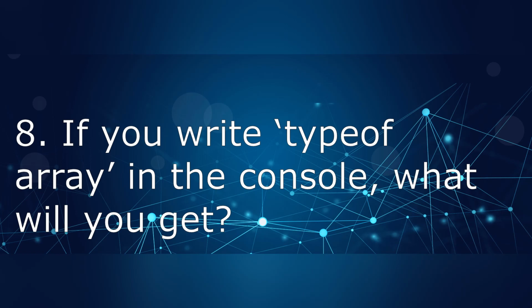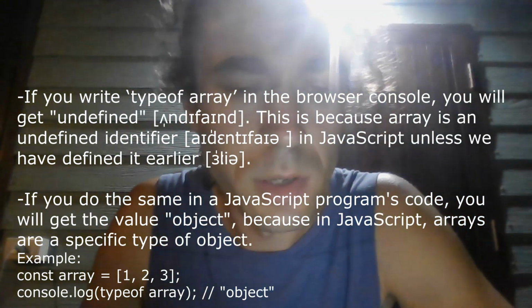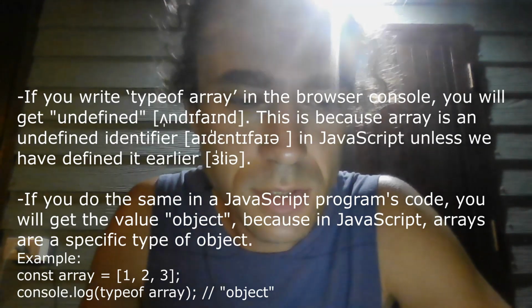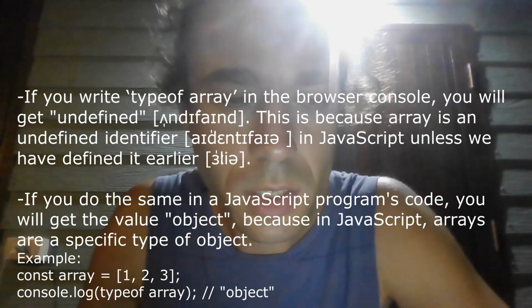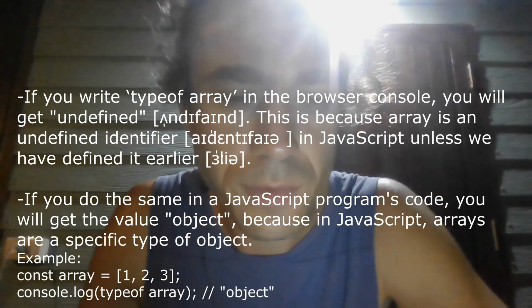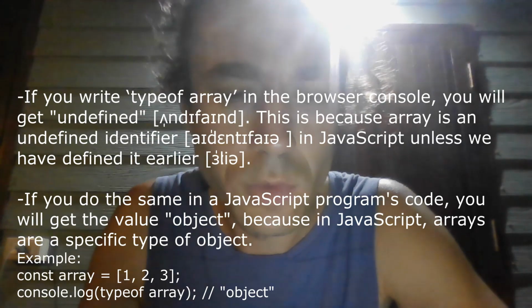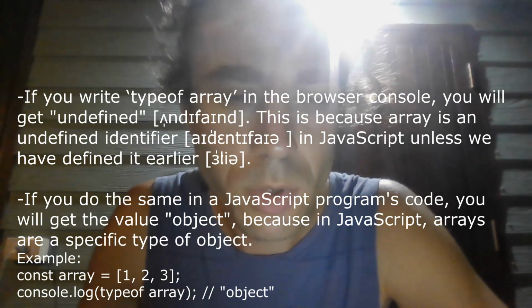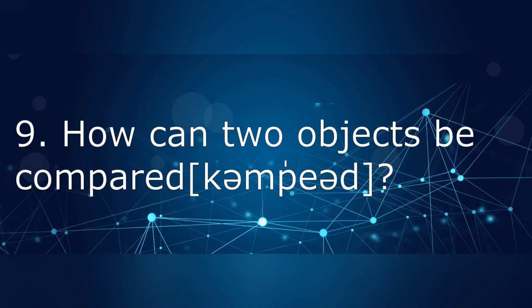If you write typeof array in the console, what will you get? If you write typeof array in the browser console, you will get undefined. This is because array is an undefined identifier in JavaScript unless we have defined it earlier. If you do the same in JavaScript program code, you will get the value object, because in JavaScript arrays are a specific type of object.